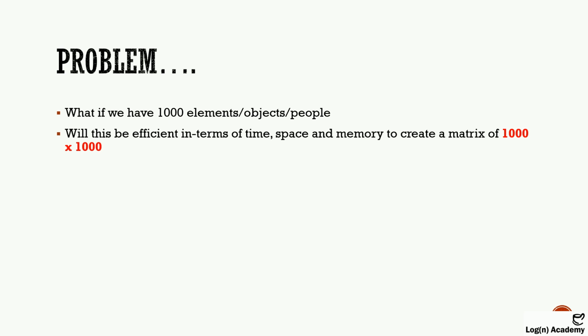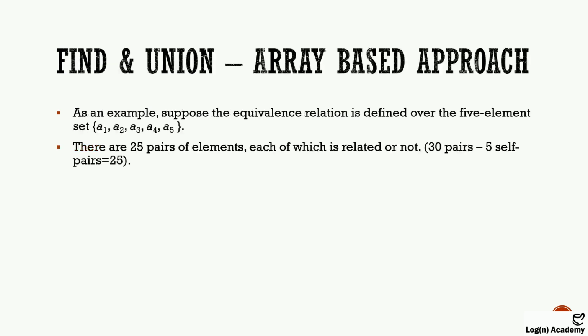So what is an efficient solution? Now let's move towards that. Find and union, array-based approach. As an example, suppose we have an equivalence relation defined over five elements. So these are five elements, A1 to A5, and the equivalence relation is defined over them.